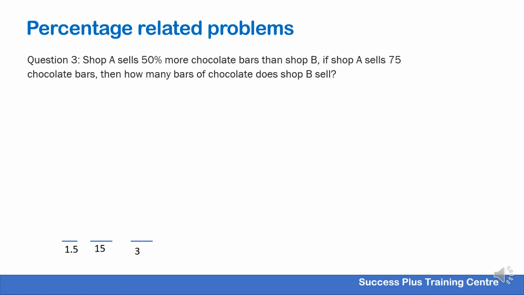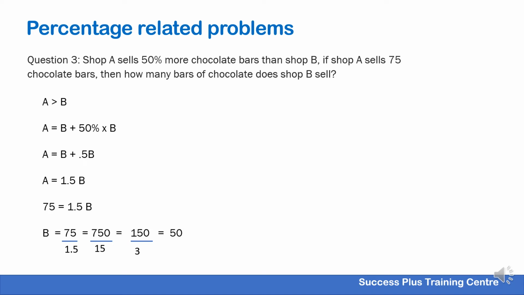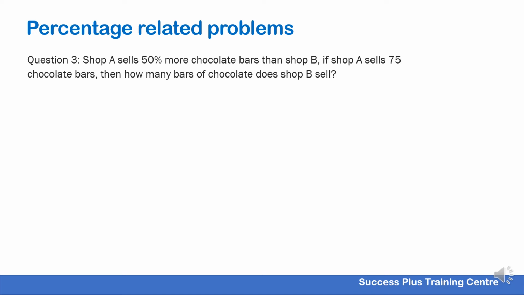Shop A sells 50% more chocolate bars than Shop B. Again, in this question, we cannot use the percentage tree as we are comparing two amounts using percentages. So we know that Shop A sells more chocolate bars than Shop B. To make both amounts the same, we need to add 50% to Shop B. This means A equals B plus 50% times B. Using algebra, A equals B plus 0.5 times B, which also means A equals 1.5 times B.